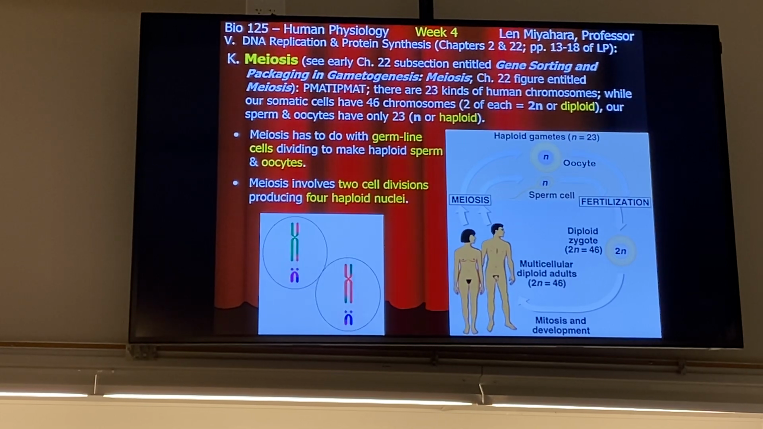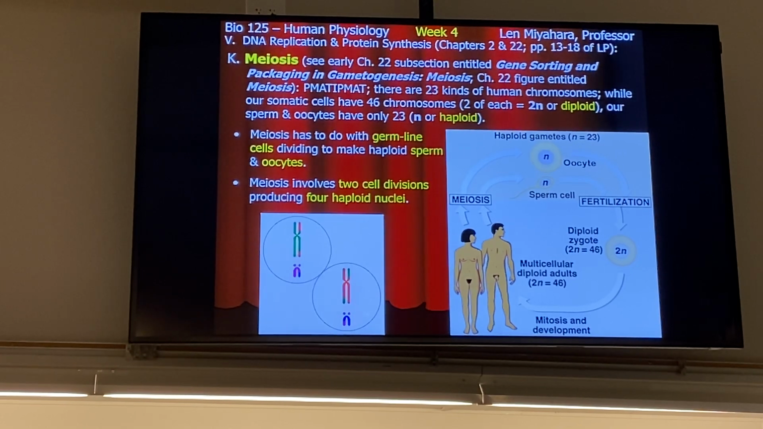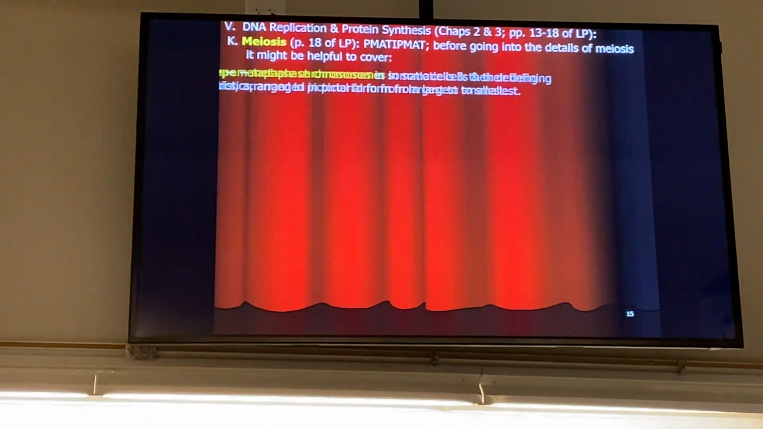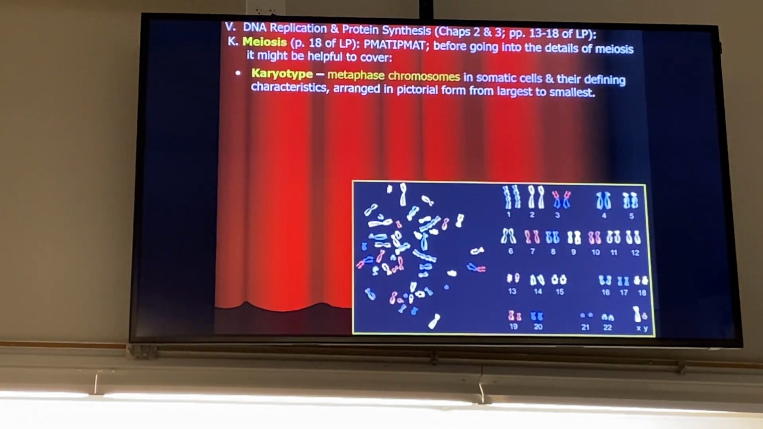Because males are better. Because males are simpler. Yeah. The end of the semester, we'll do female meiosis, which is incredibly complex, relatively speaking.